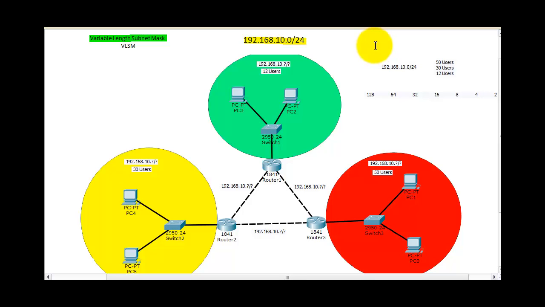Regular subnetting uses a fixed length subnet mask, like when we used to find the magic number.